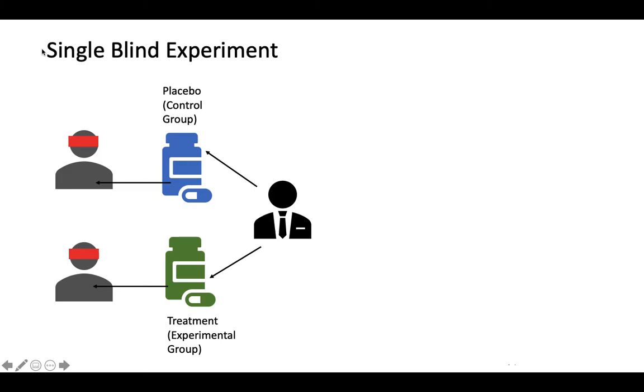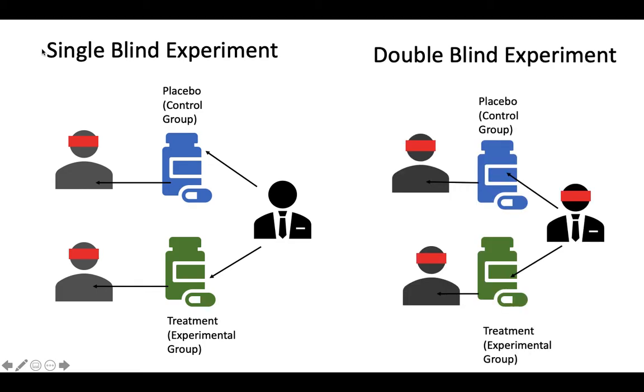So I made a visual example of this to kind of show you what this looks like. In a single blind experiment, we would have a researcher who knows which participant is in which group, so the placebo control group or maybe the treatment experimental group. However, the participants are blind to which group they are in. With a double-blind experiment, the researcher here is unaware of which group the participants are in. So neither the researcher or the participant is aware of who is getting what treatment.